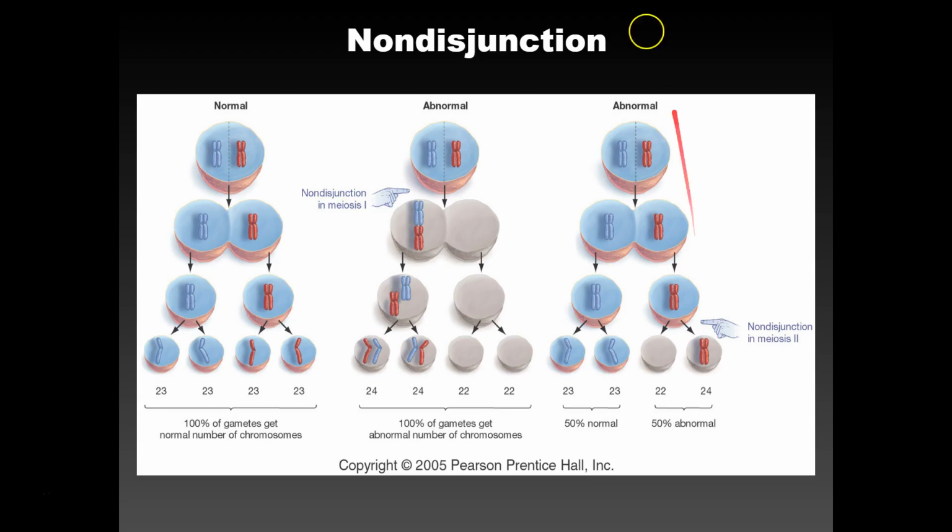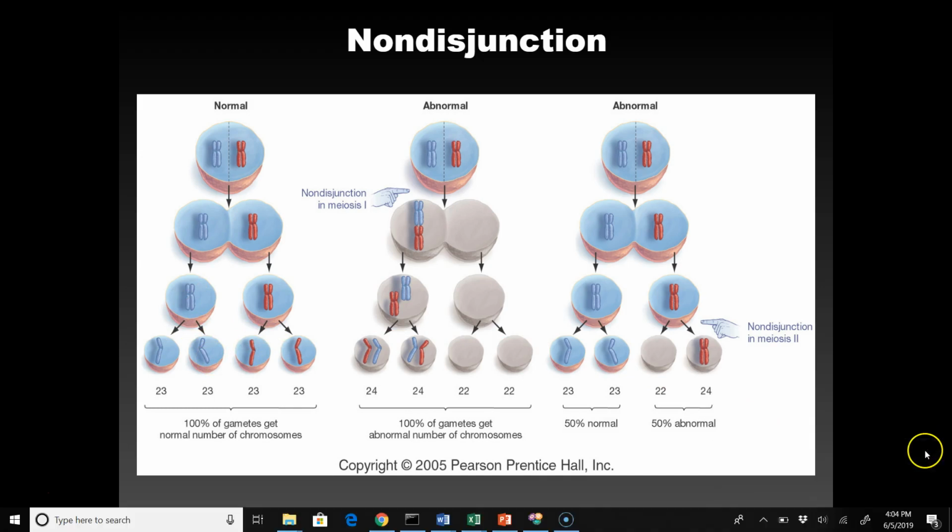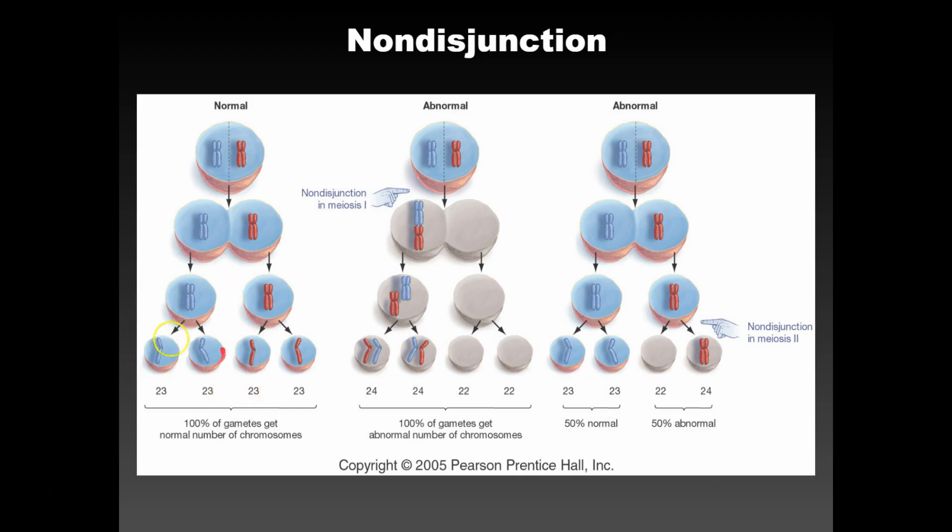So with non-disjunction, here we are looking at meiosis, and this is normally what happens. You have these homologous chromosomes lining up on the metaphase plate, then they're split, then the sister chromatids are split again, leaving you with these haploid gametes at the end. What can happen, though, is that these pairs fail to separate.